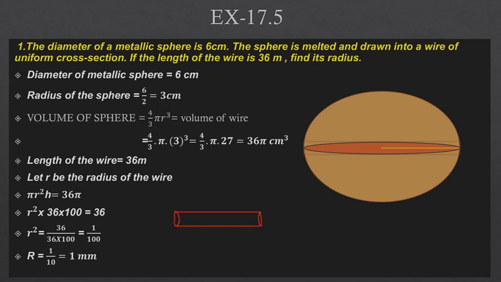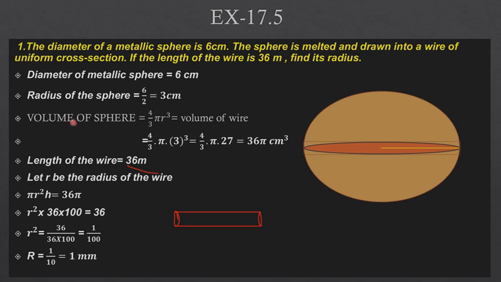So this is how your cylinder looks, and we need to find out the radius. They have given us the height, which is 36 meters. We know that the diameter of the metallic sphere is 6 centimeters, so its radius will be half of the diameter, that is 3.